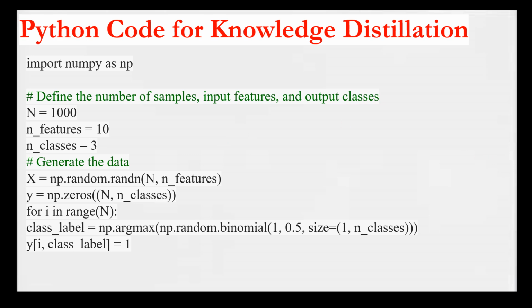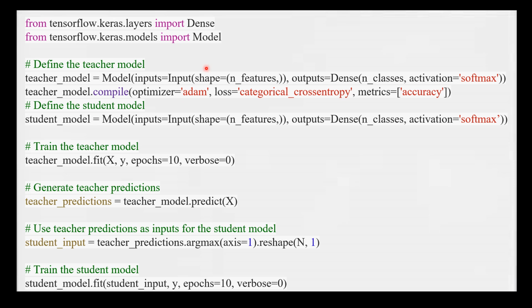Next, we will define the teacher and student models. The teacher model would be a large complex model while the student model will be a simpler model. In this example, we'll use two fully connected neural networks. In this teacher model, we use a dense layer with 3 output neurons and a softmax activation function. This model is trained to classify the input data into one of the 3 output classes. And the student model is similar but with fewer neurons in the dense layer. Now we'll train the teacher model on the data set.